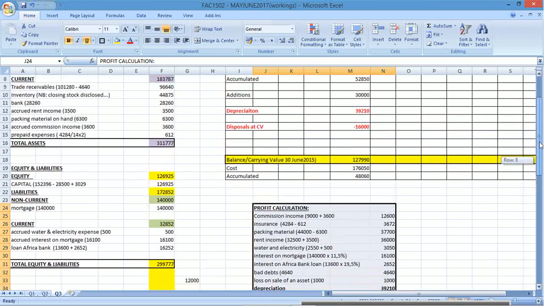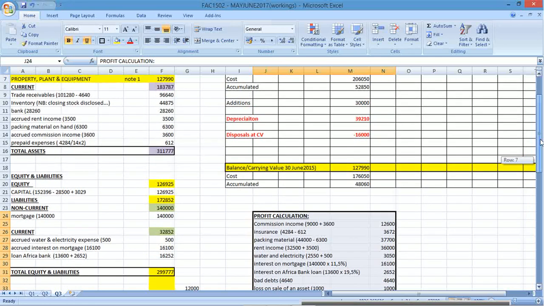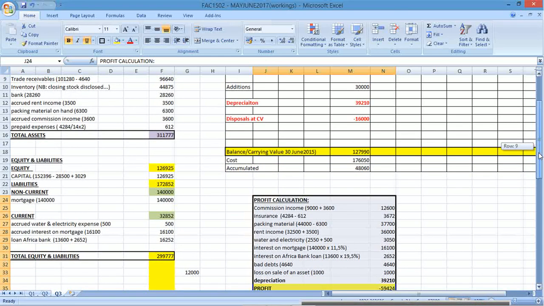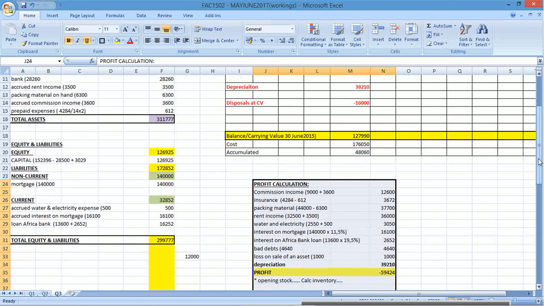Bank is 28260. Let's see, do I have 28260? 28260, yes. Next. Mortgage is 140,000. Got that. Next. Loan is 13,600. 13,600 for the loan. Yes. 9,000 for commission income. Commission income 9,000. Fine. Next. Insurance expenses. Yeah. Got that. 4284. Packing material. Packing. Got that. Rental income. Rent income. 32. Got that. Water and electricity expenses. Got that.